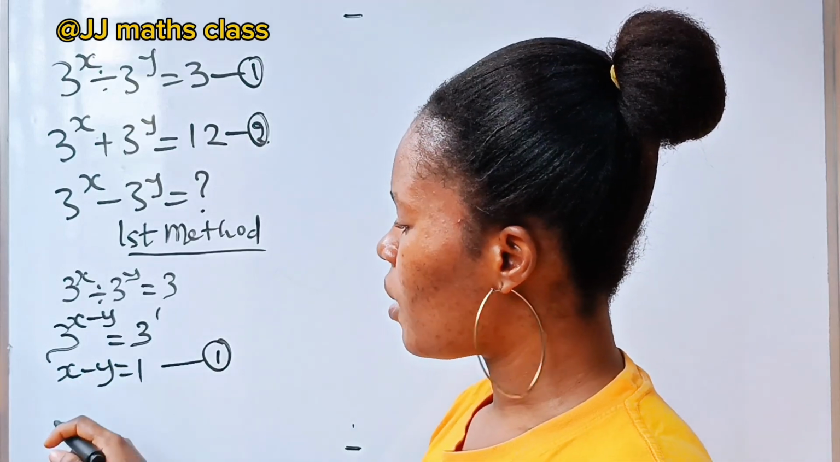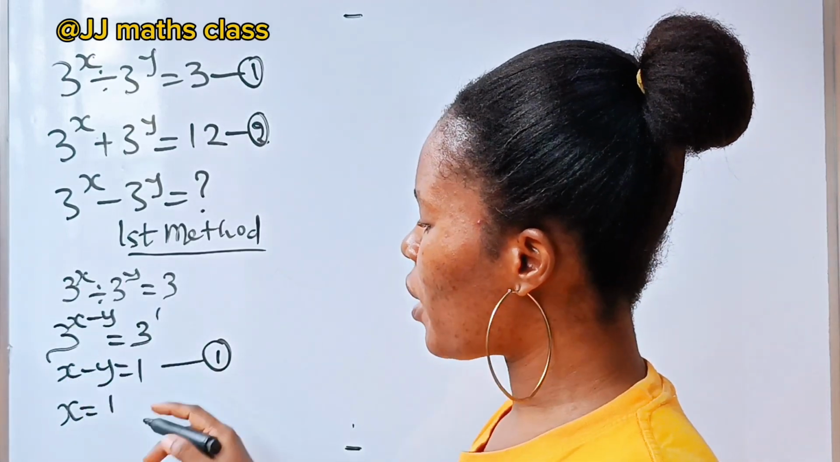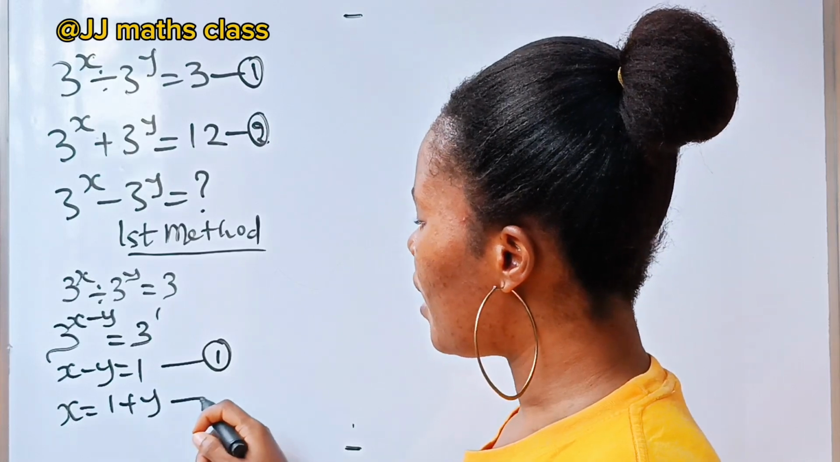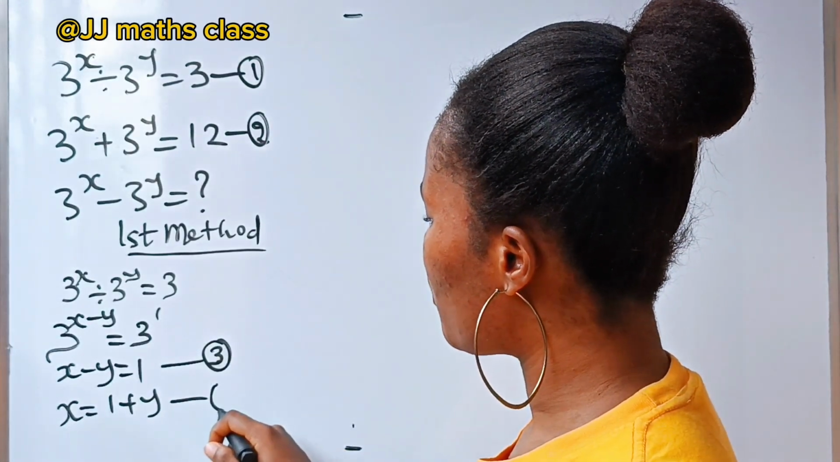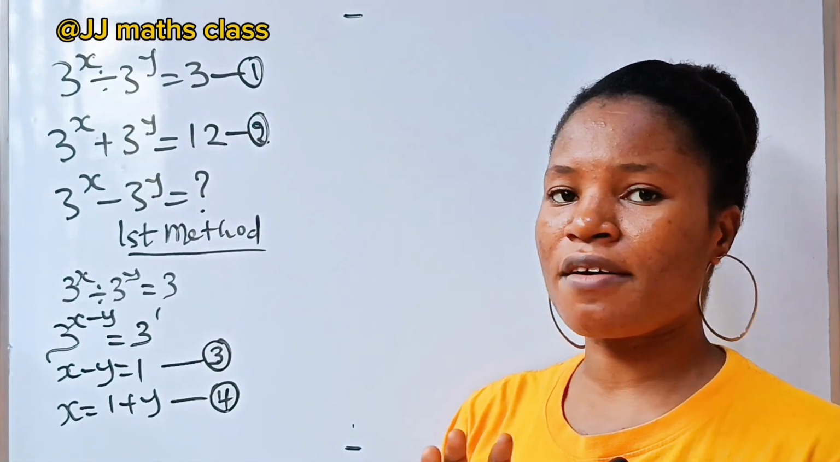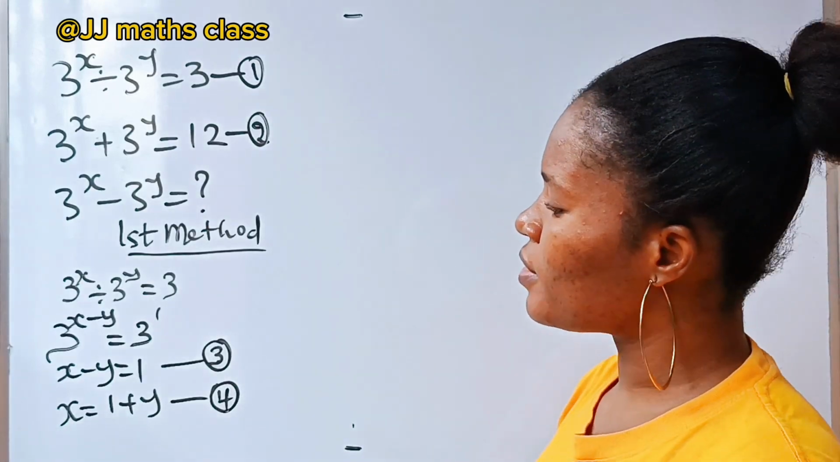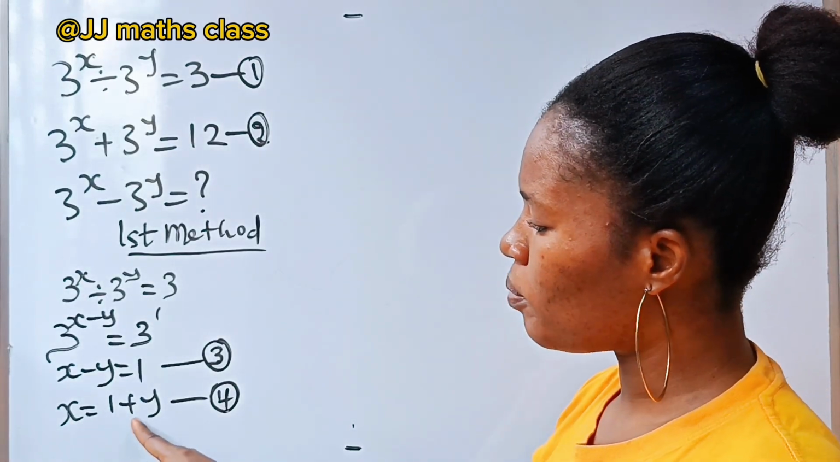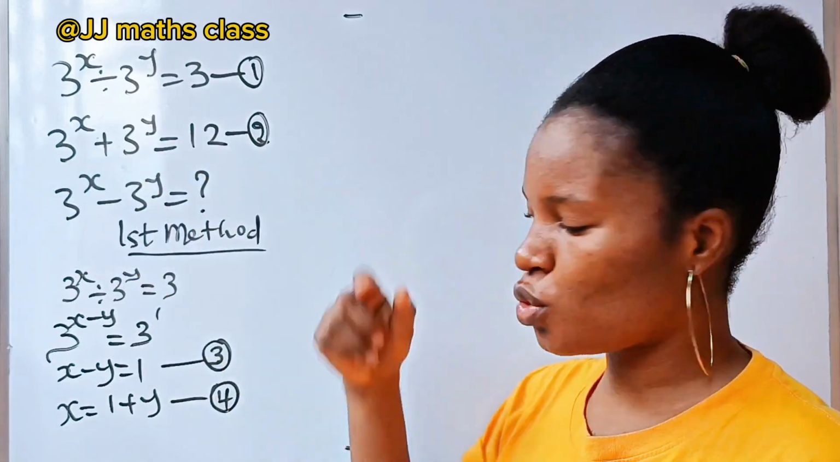Then from here, we can say that x is equal to 1 plus y, since the minus y crosses over to become plus y. We have equation 1 and 2 already, so let's call this equation 3 and this equation 4. These two equations are very, very important. We already found x to be 1 plus y. Now let's substitute it into equation 2.